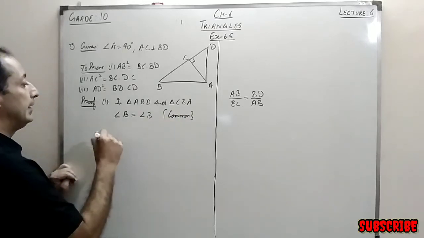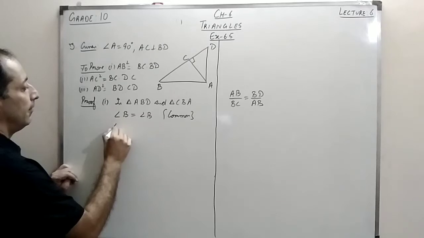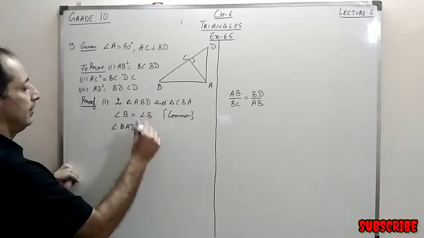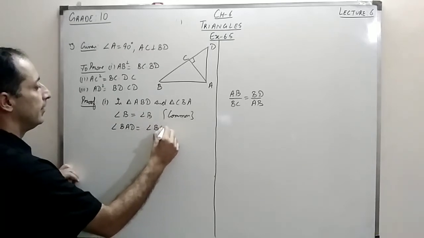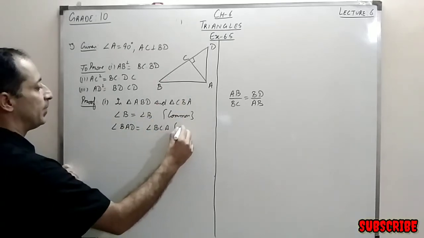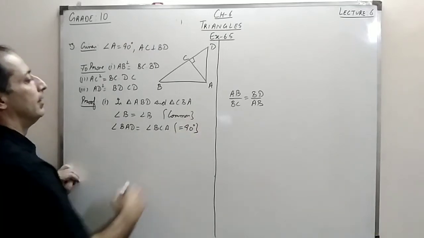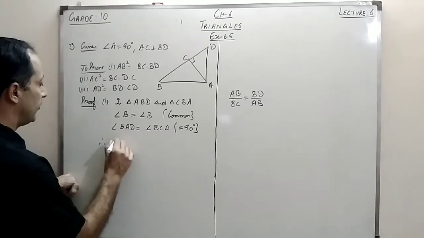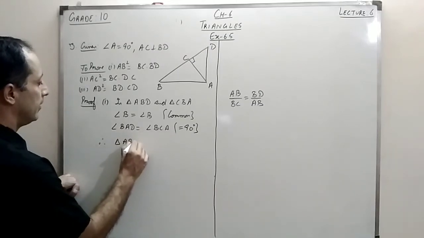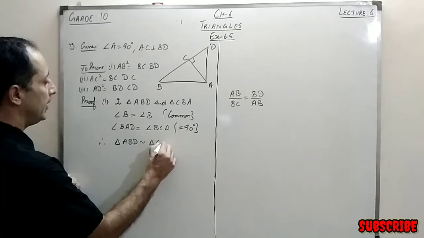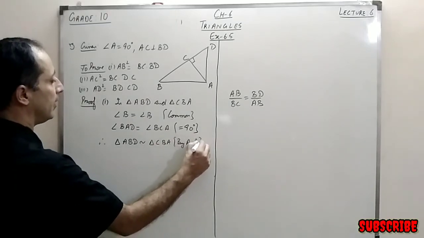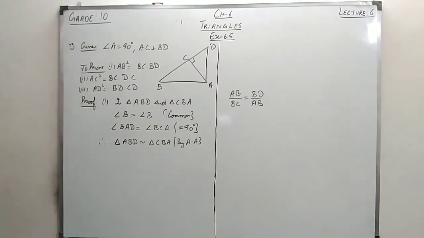What else? The other angle, that is angle BAD in this triangle and angle BCA in the small triangle, both are of 90 degree. So what I can say, therefore, triangle ABD is similar to triangle CBA, and the property which I am using here is by AA similarity. Now when the triangles are similar, obviously the ratio of the sides would be equal.